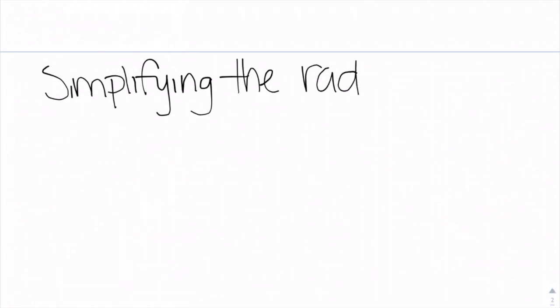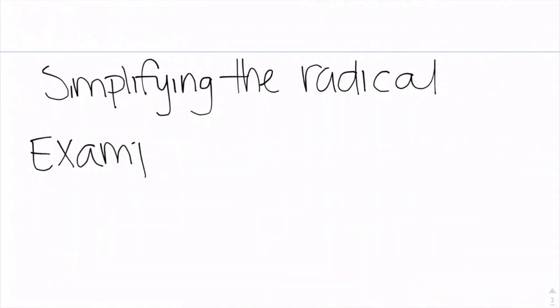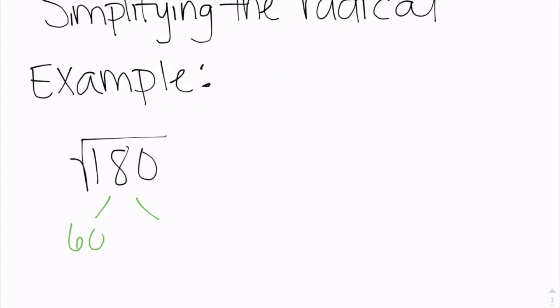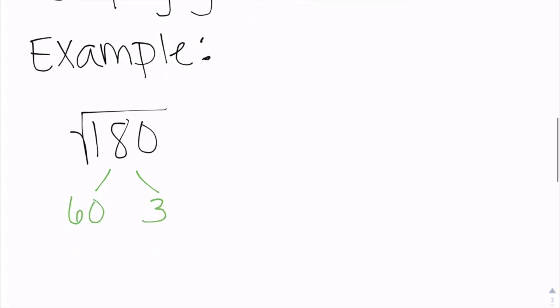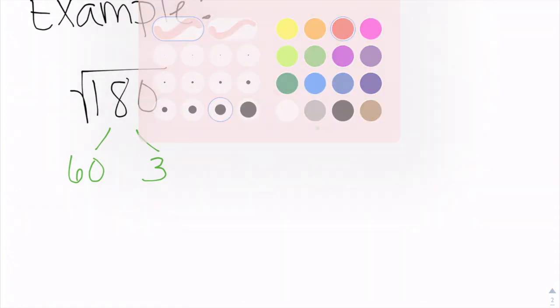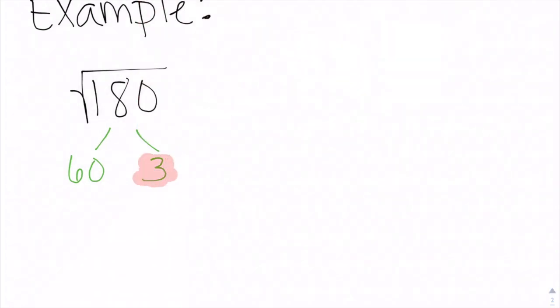Now we're going to look at simplifying the radical. An example of this: if I were to give you the square root of 180, we're going to prime factor tree 180. So if we take two factors of 180, like 60 and 3, and 3 here is a prime number, so I'm going to highlight it or circle it.